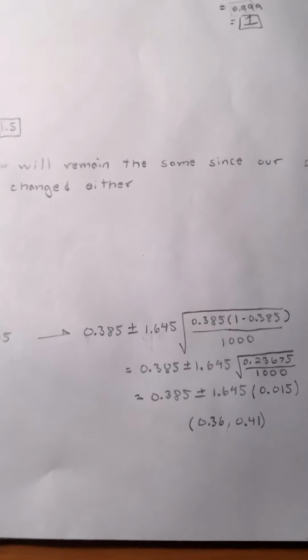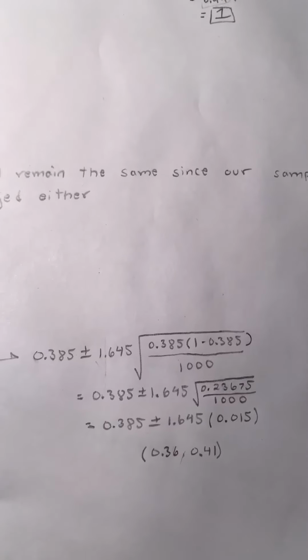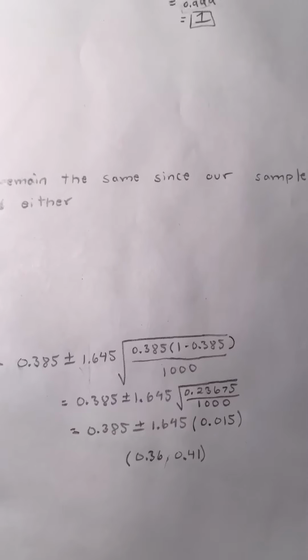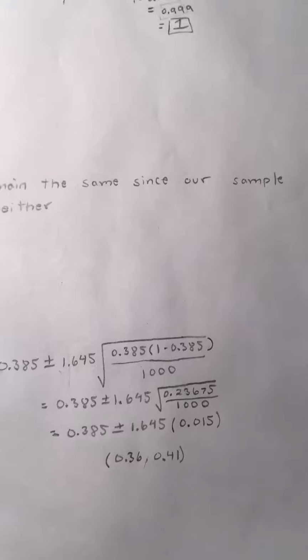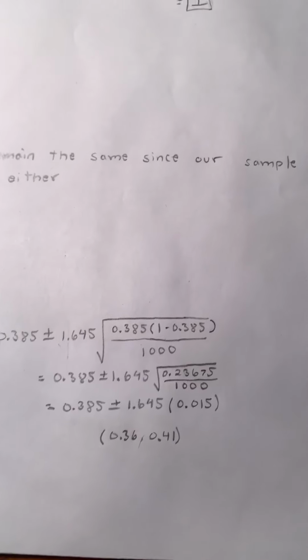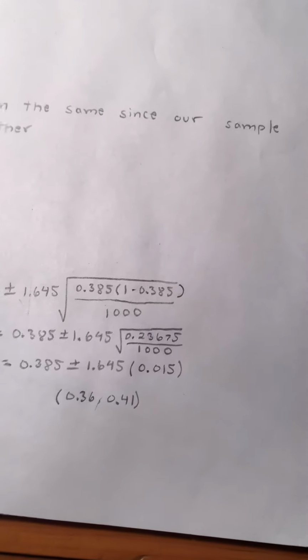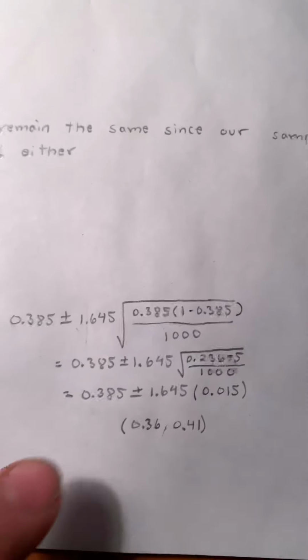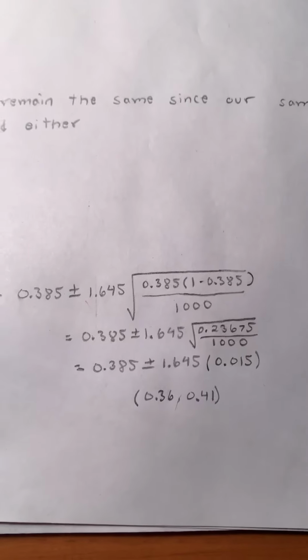And this gives us our formula. This is all we need for a formula, which gives us 0.385 plus or minus 1.645 times the square root of 0.35 times 1 minus 0.35 over 1,000. Now inside the square root, we get 0.23675 over 1,000, and the square root of that is 0.015. So then we get 0.35 plus or minus 1.645 times 0.015. And our final answer should be 0.36 and 0.41.